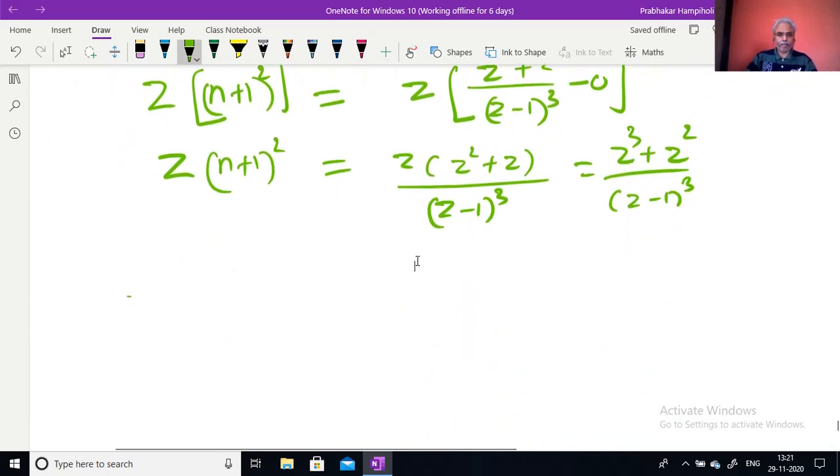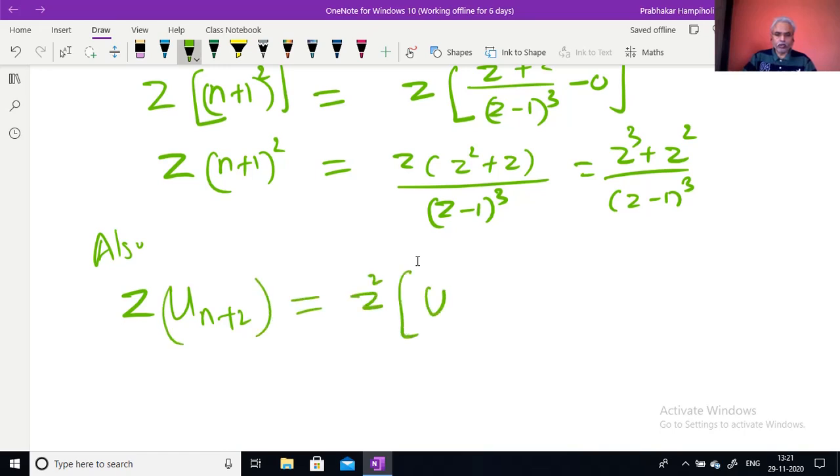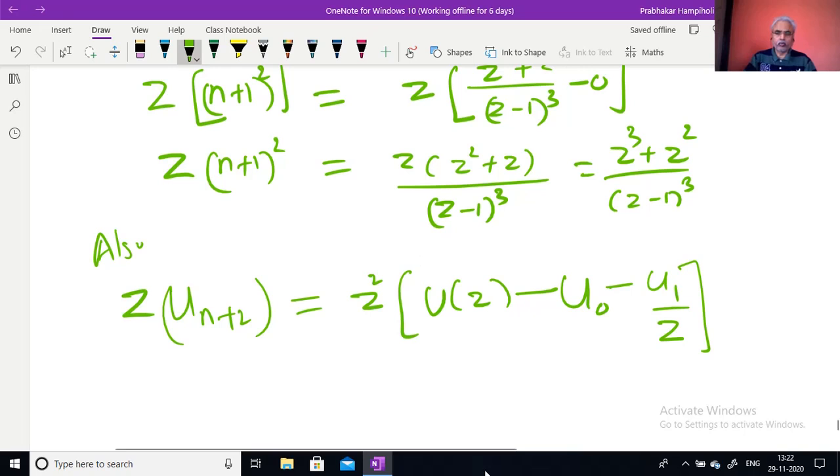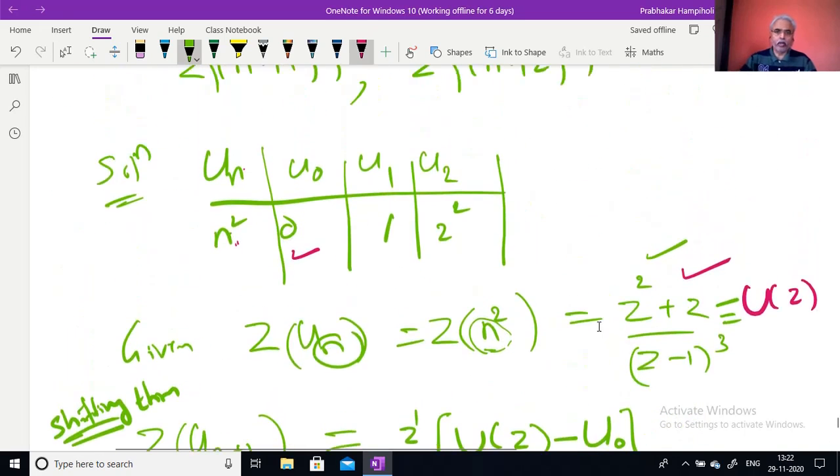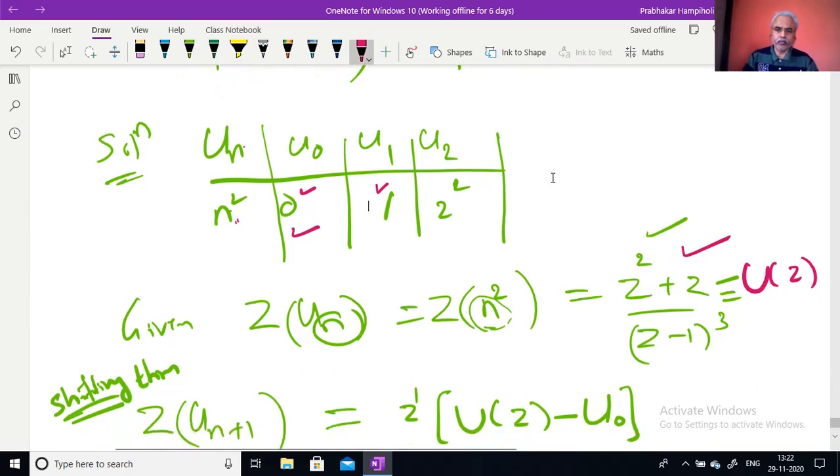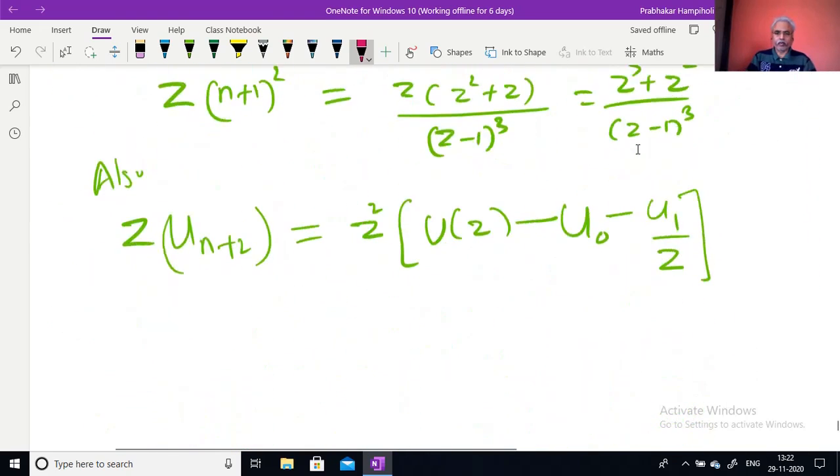We shall write z of u_(n+2) using the shifting theorem. The 2 means z square times the original function. You have to go on subtracting some u functions, u0, u1 by z, and so on, but you have to stop here because the 2 means stopping after u1. So both u0 and u1 were found: u0 value 0, u1 value 1. So I think after this example we shall stop. Hence here I have to write 0, here I have to write 1.